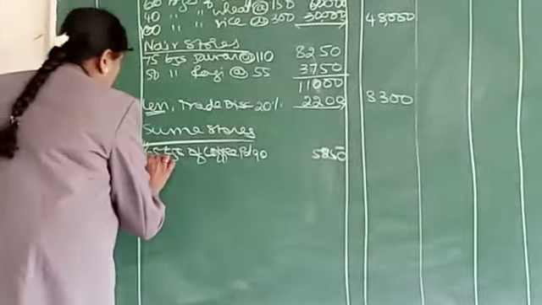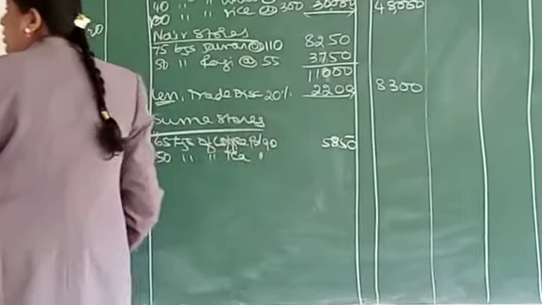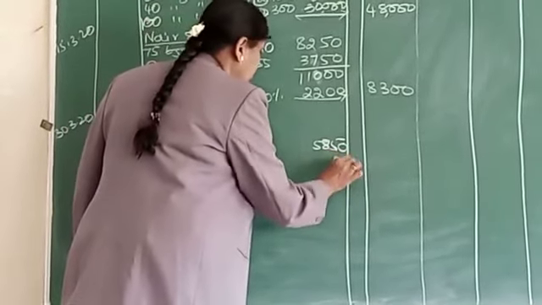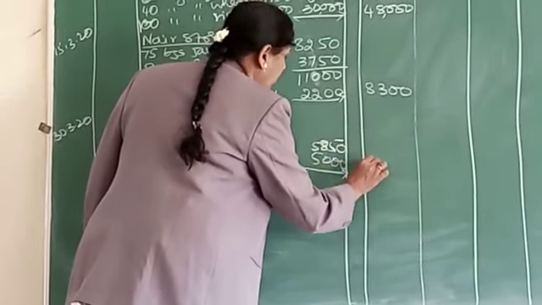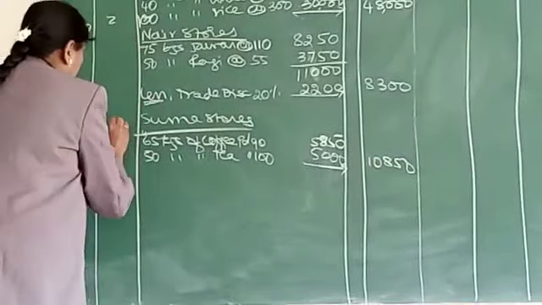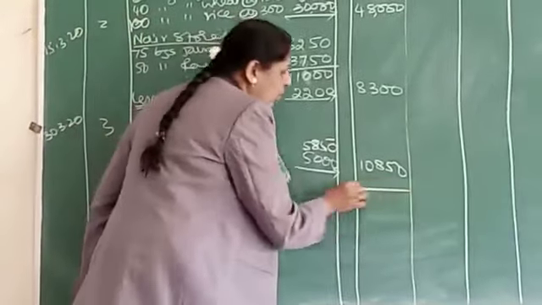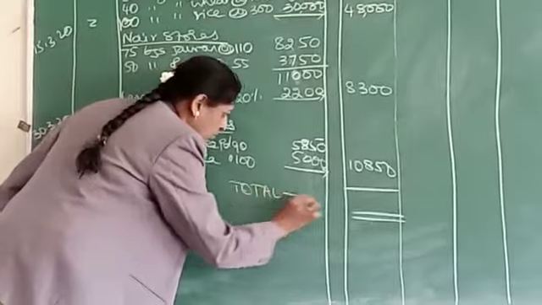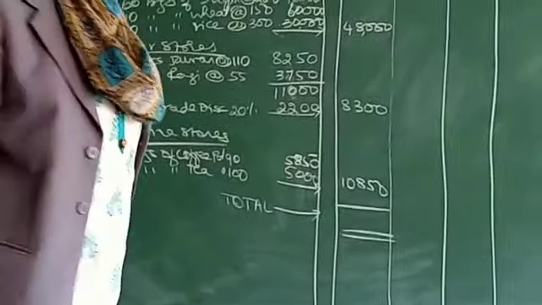Come to the next. 50 kgs of tea at the rate of 100. Multiply it. That will be 5,000. Add. 10,850. If no invoice number is given, write it as 1, 2, 3. That's all. Number 8. And the total will come to 67,650.